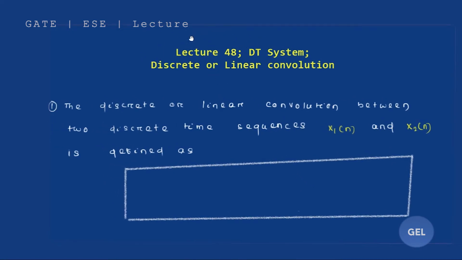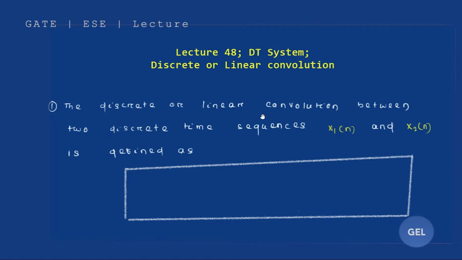We are in lecture number 48 of Discrete-time system. Here we are going to start our convolution, or linear convolution, in the discrete-time domain. It is similar to continuous time domain convolution, but the only difference is that instead of using integration, we are going to use summation here. Simple. Now look here carefully, you can understand from the definition only.